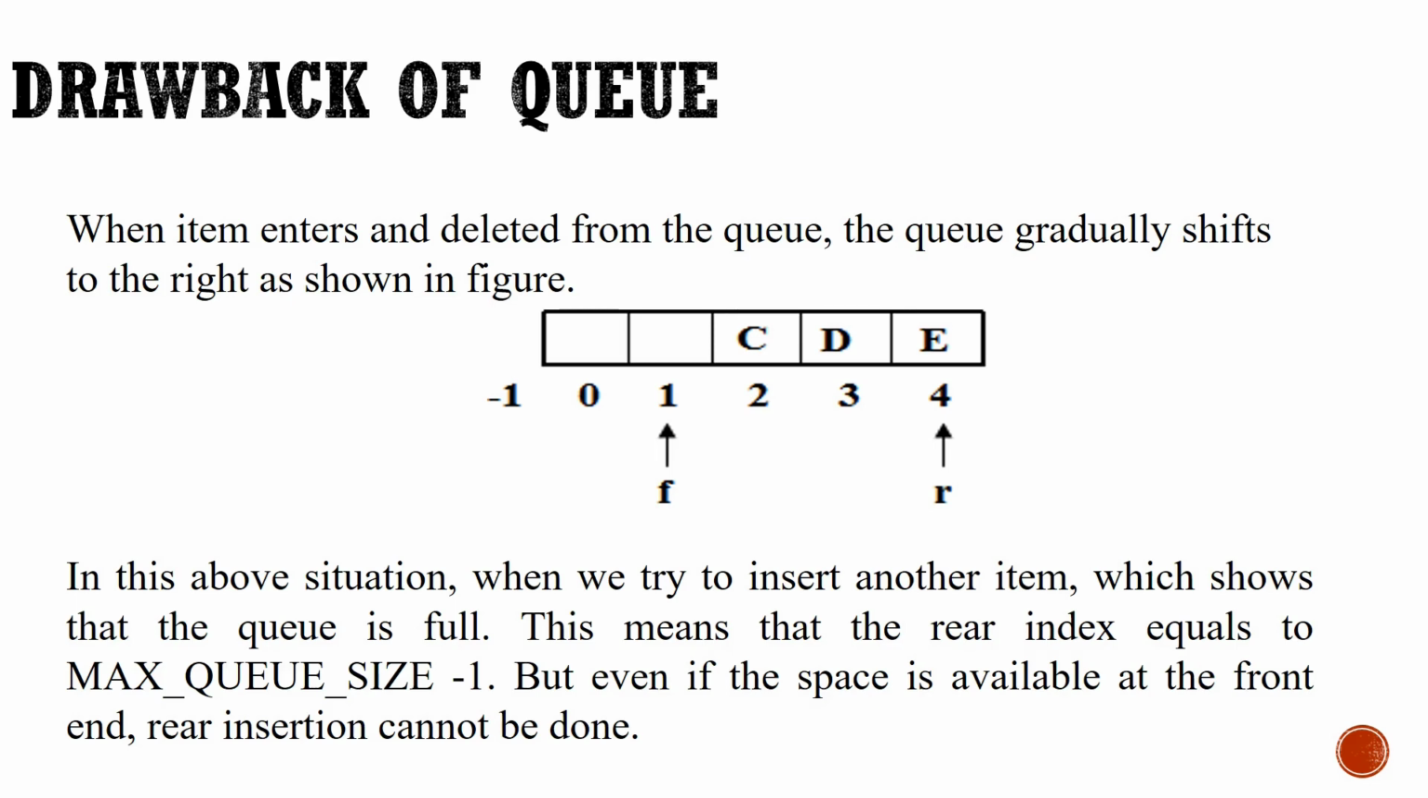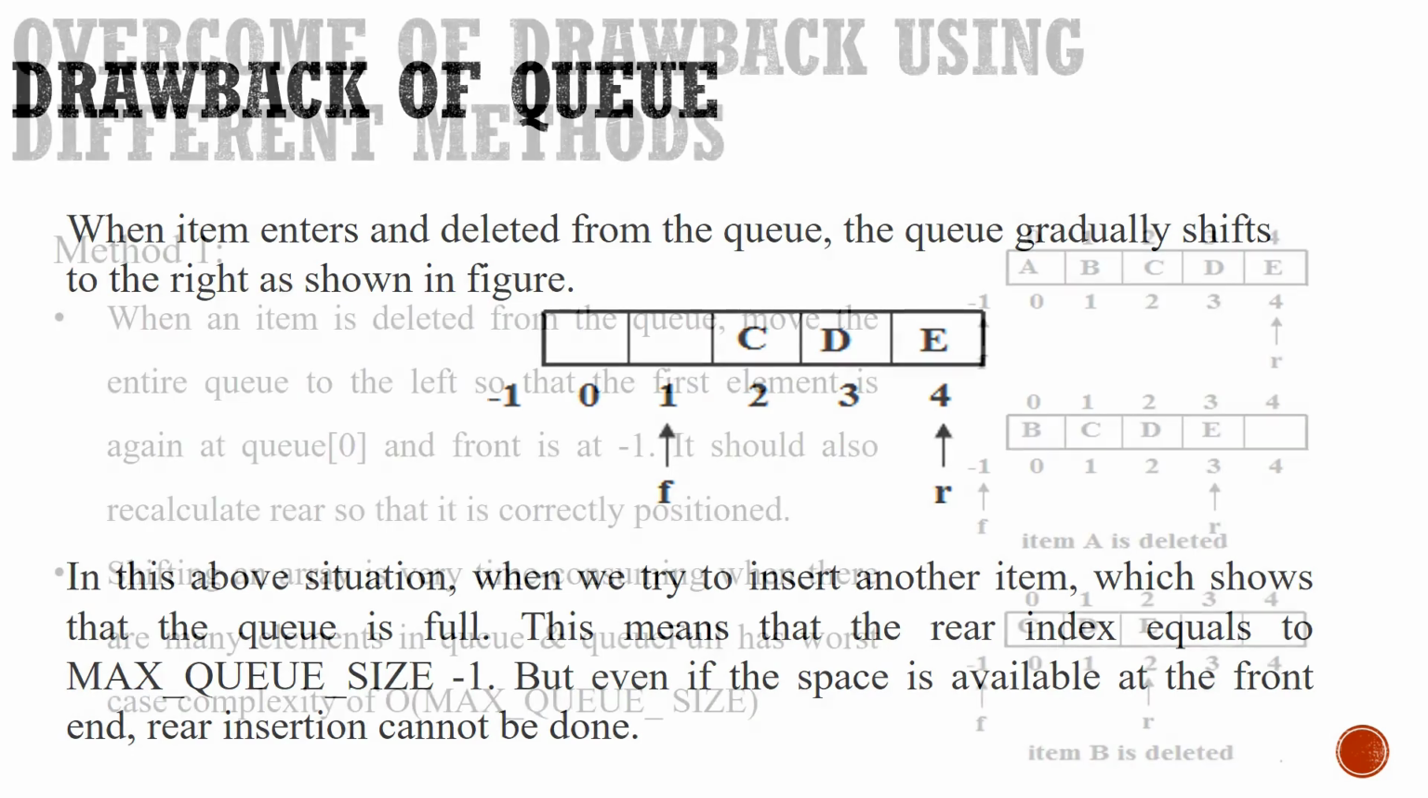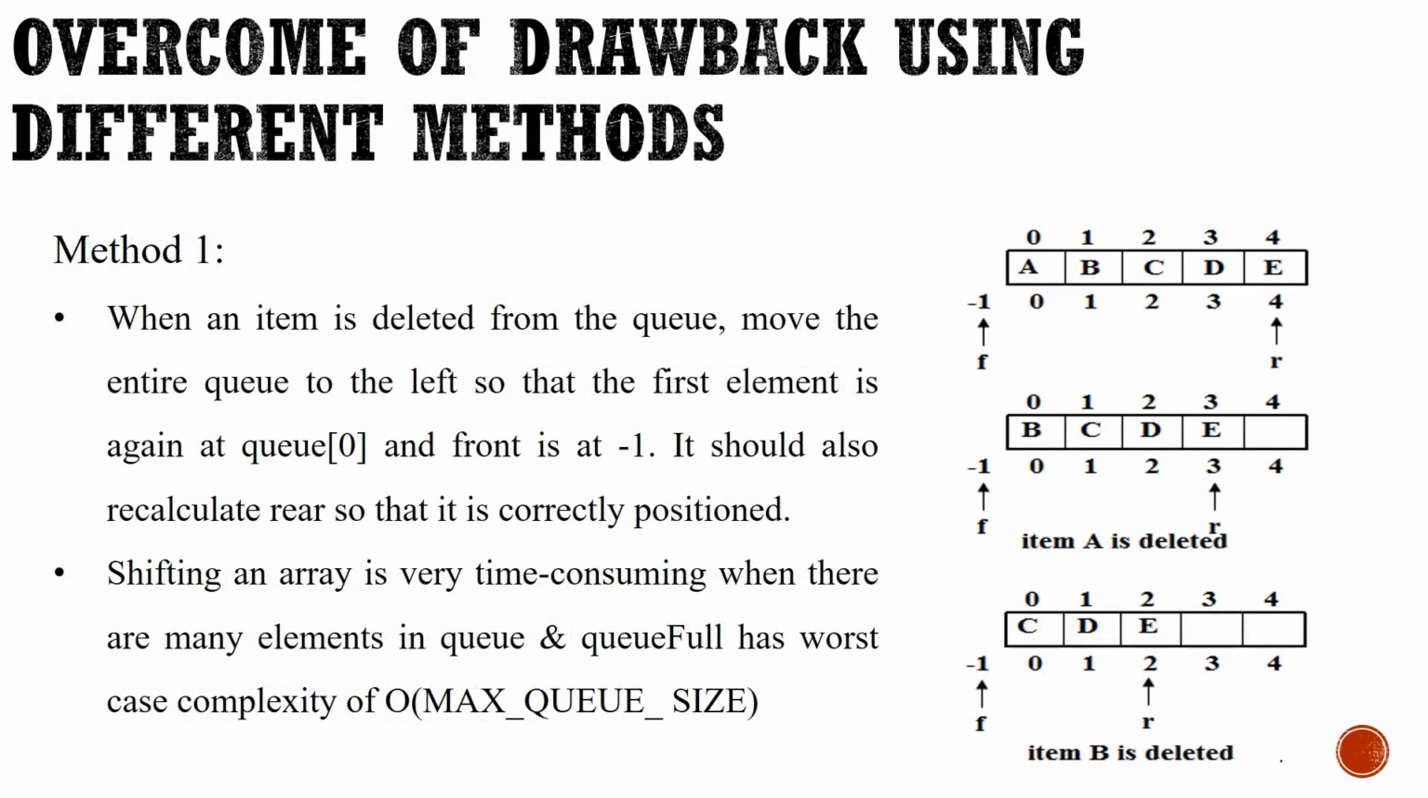Now how to overcome this drawback? That is the question. Until this point, what we talked about is termed the normal queue. To overcome this drawback, variants of the queue are there. Different methods exist to overcome the drawback of the queue.